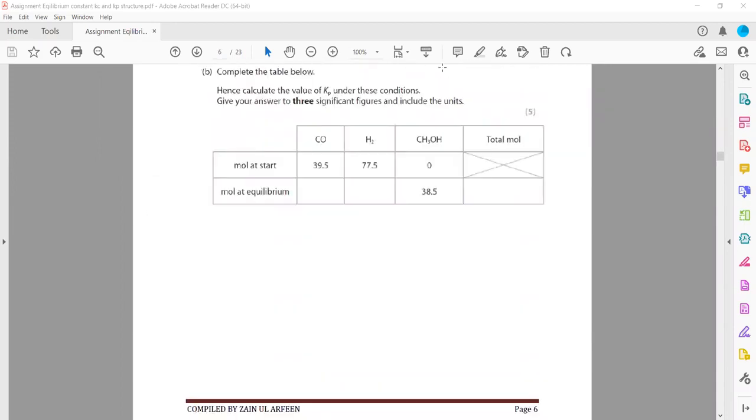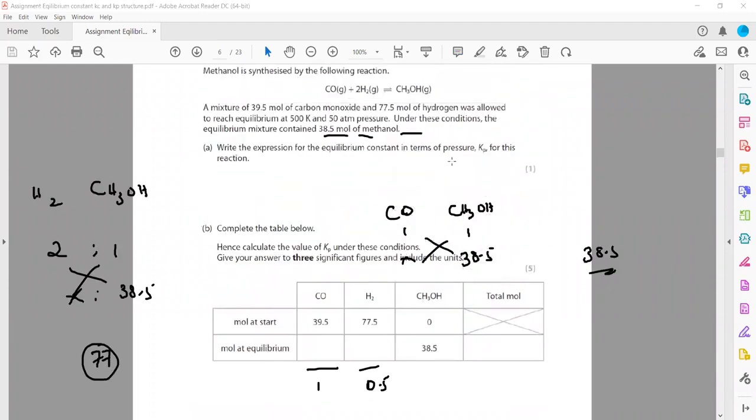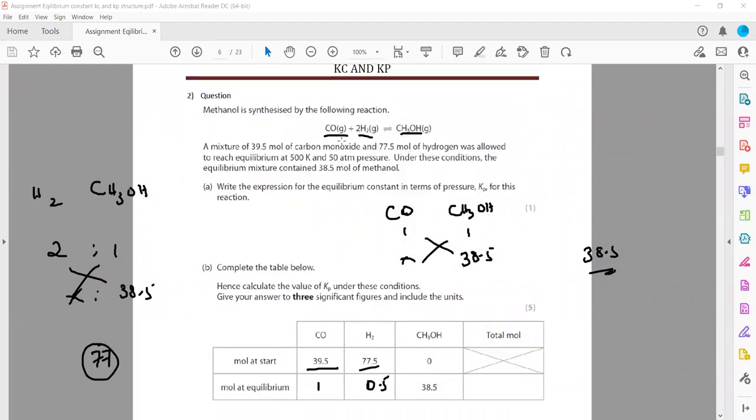Then the last part, that is the total number of moles. How to get the total moles? We sum: 38.5 plus 1 plus 0.5 makes 40. So the result will be 40.